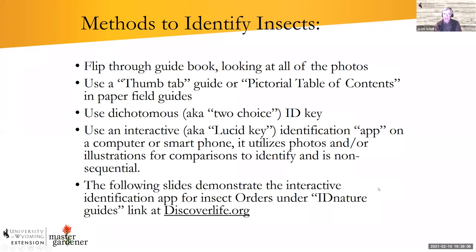The dichotomous keys, or two-choice keys, are good, but they can be problematic, because if you run into a thing, say you're sent a photo and you can't see the part that's the next step in the key, you're stumped. Whereas with the interactive key that I'm going to demonstrate, if you can't see a part, just ignore it. Go on and identify the other parts that you can see, and it'll still probably get you to the right place. It's non-sequential. That's the thing I'm trying to say.